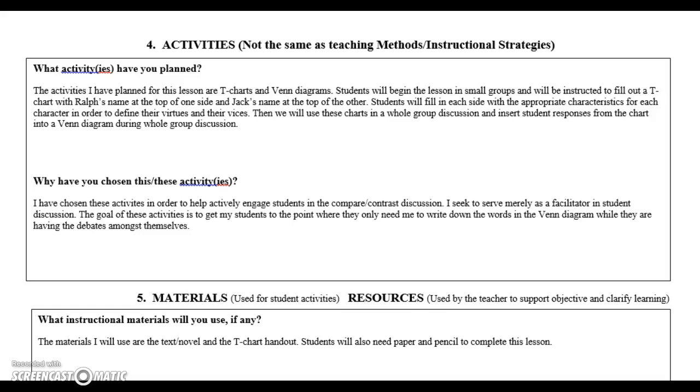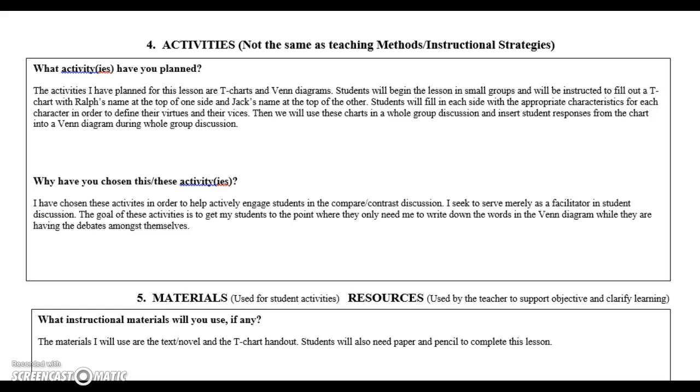Why have you chosen these activities? I've chosen these activities in order to help actively engage students in the compare and contrast discussion. I seek to serve merely as a facilitator in student discussion. The goal of these activities is to get my students to the point where they only need me to write down the words in the Venn diagram while they are having the debates amongst themselves.